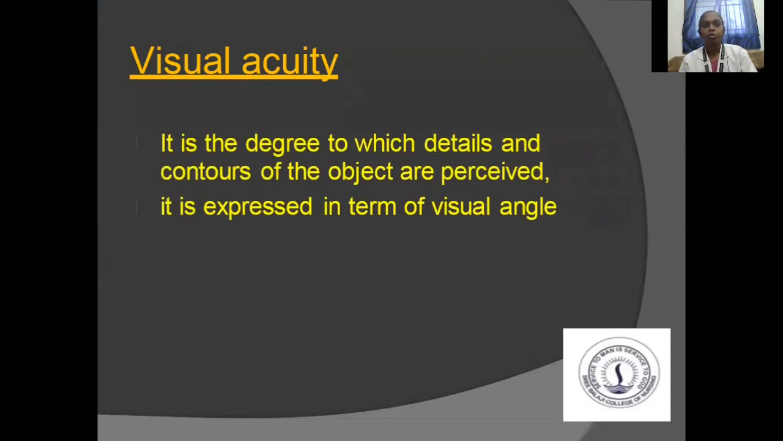We'll see what visual acuity is. First, only if we know the normal acuity will we be able to know about the abnormality of the eye. Visual acuity is the degree to which details and contours of objects are perceived. It is expressed in terms of visual angle. So it is the degree to which the details and contours of every object we see are perceived as such, without any abnormality. This is called visual acuity.